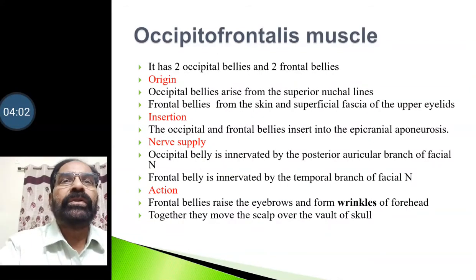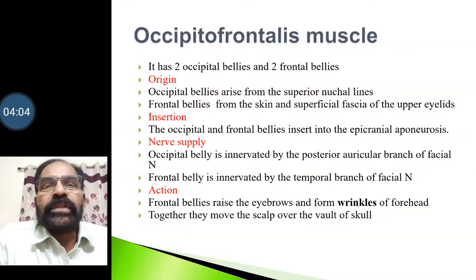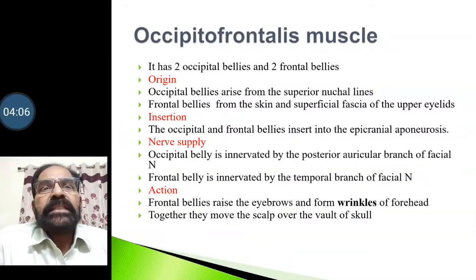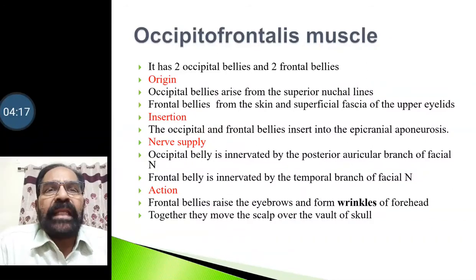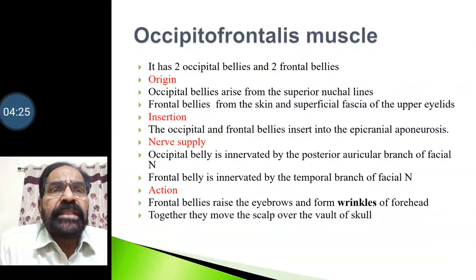Then we study the occipitofrontalis muscle. This muscle has 2 occipital bellies and 2 frontal bellies. The occipital bellies originate from the superior nuchal lines. The frontal bellies arise from the skin and superficial fascia of the upper eyelids. Coming to insertion, the occipital and frontal bellies insert into the epicranial aponeurosis.